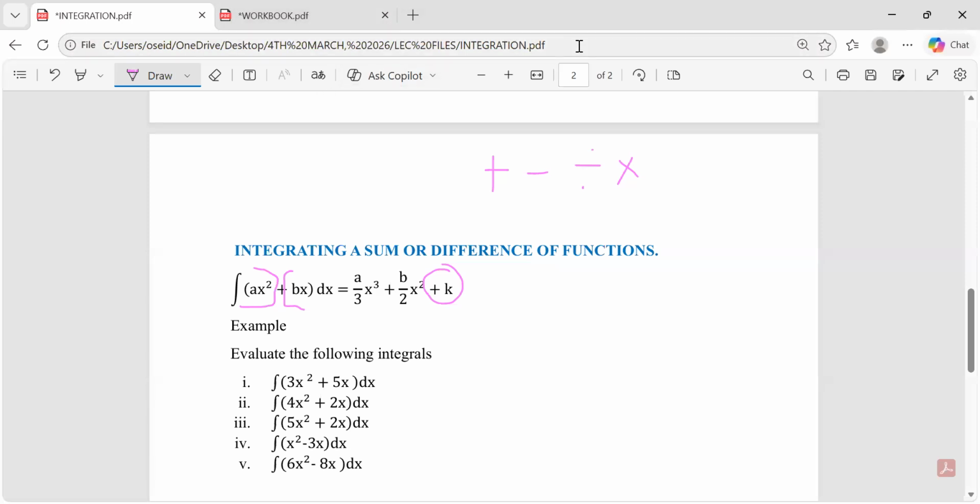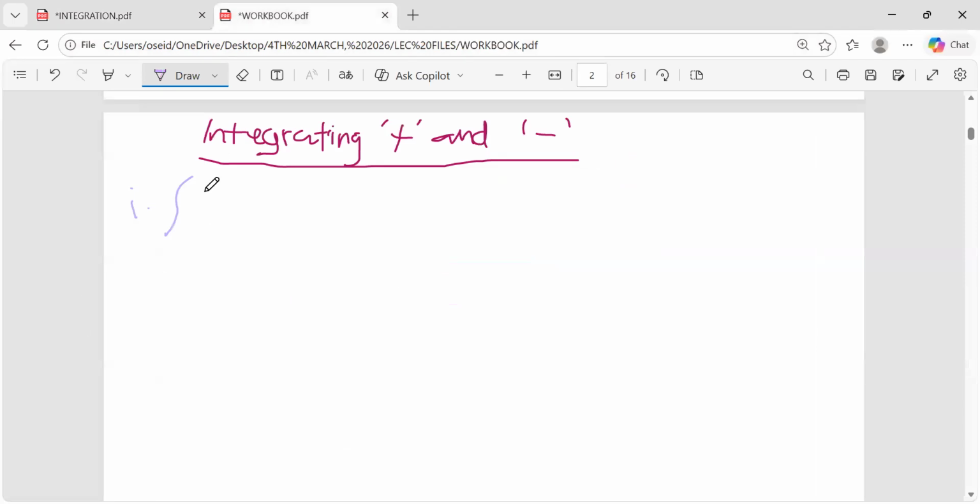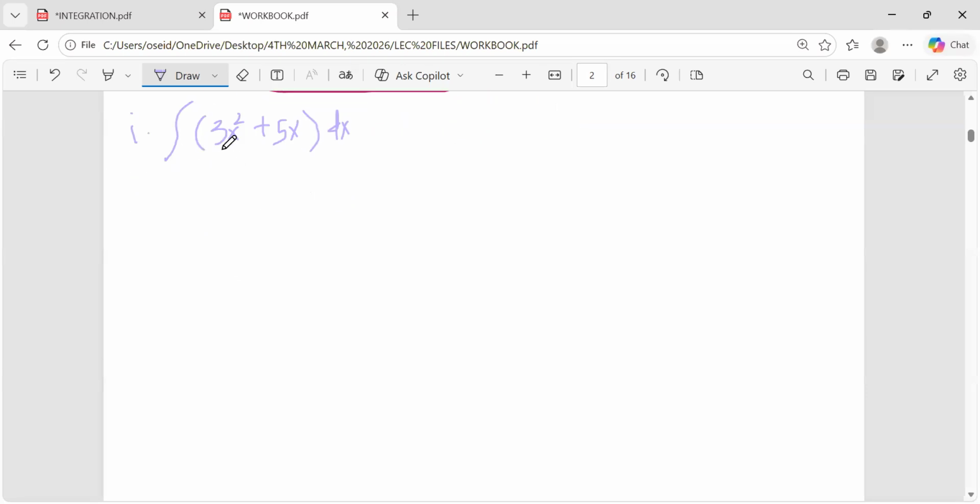the integral of bracket open 3x squared plus 5x bracket close dx.